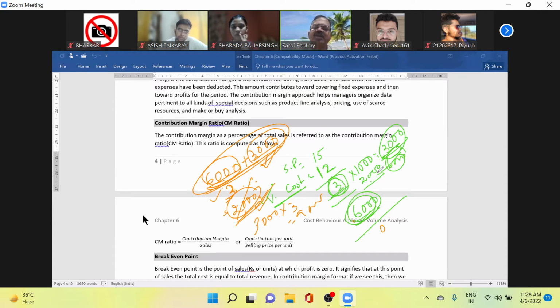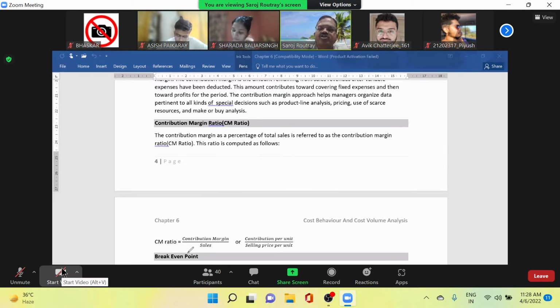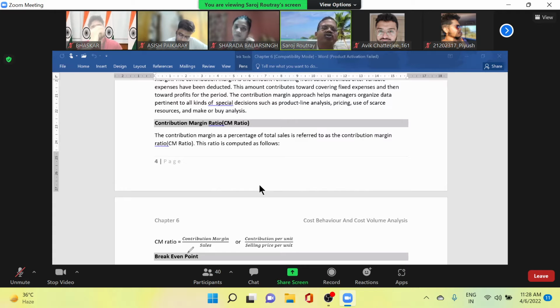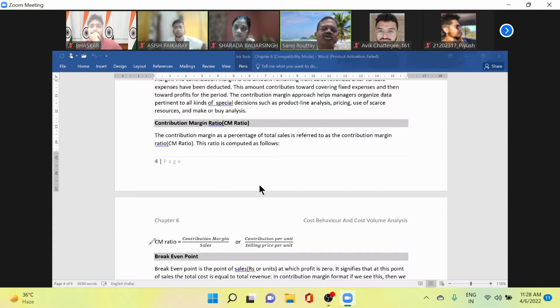Out of 9000, I will pay 6000 as my fixed cost, and say 3000 will become my profit. For finding out all these things, sometimes we use certain formulas. So this contribution margin ratio is to be understood and used in those situations. Contribution margin ratio is equal to contribution margin divided by sales, or contribution per unit divided by selling price per unit. Same thing, right? In total you can take, or in unit you can take, so the answer will be the same.